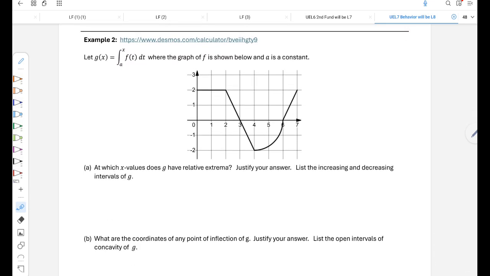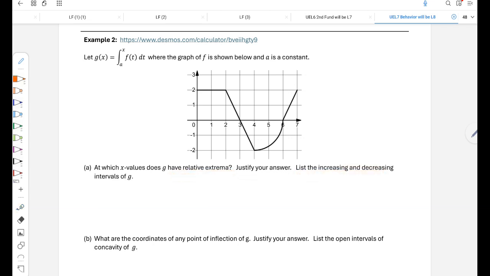Example 2. One with the graph. All right. This is the main thing that you'll be practicing, at least in the first part of the practice. We have an accumulation function. It is going from some constant a to x. We haven't told you what that a is. As far as finding derivatives, that doesn't matter because that has no effect on what the derivative will be. We first want to find the relative extrema and list the increasing and decreasing intervals.